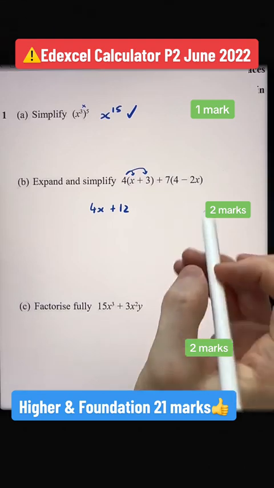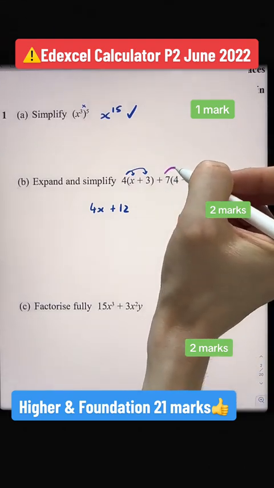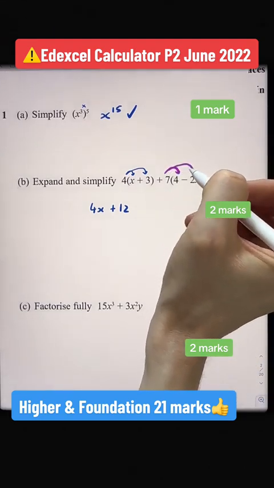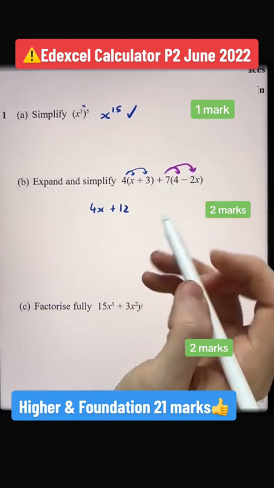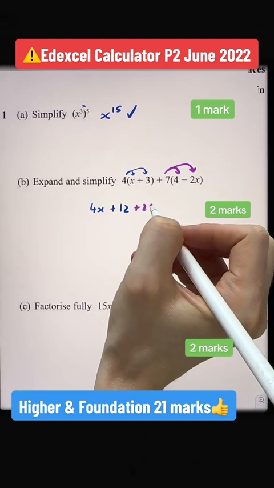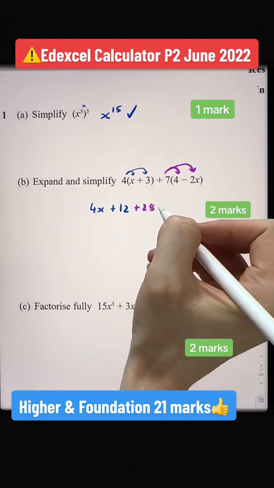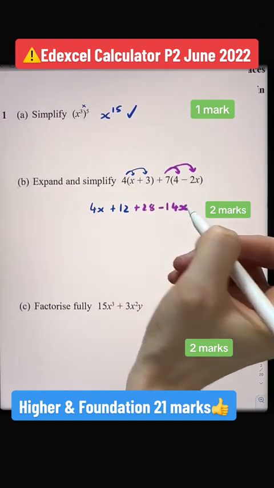Looking at our second single bracket, the term directly outside, in this case, is positive 7. Whatever's directly outside, we multiply by each term directly inside our single bracket. Well, 7 times 4 will give us 28, and 7 times negative 2x will give us negative 14x.